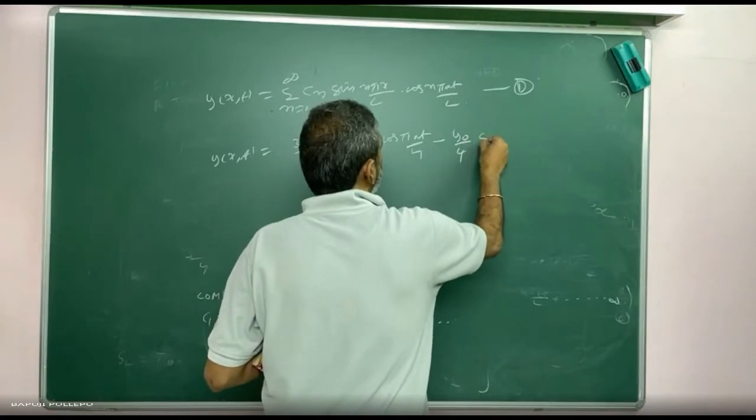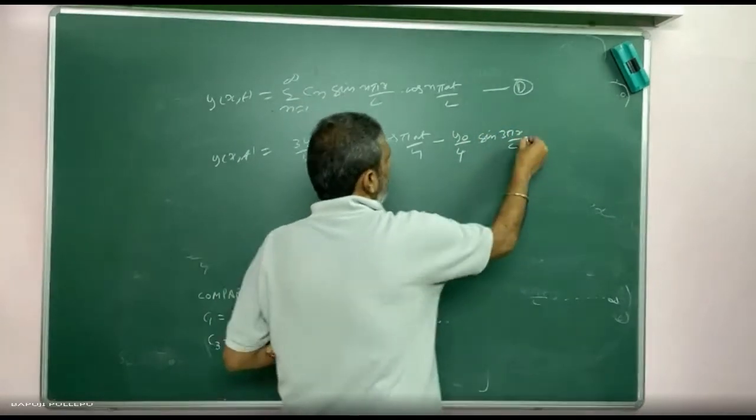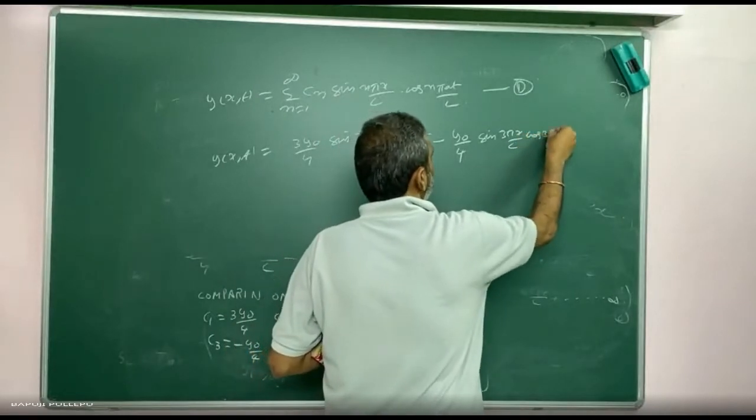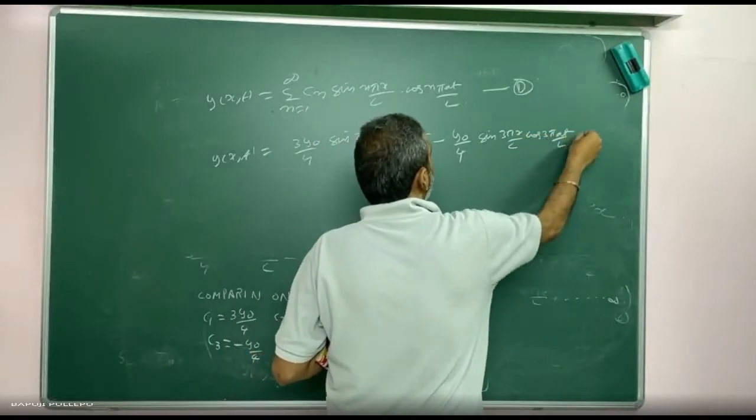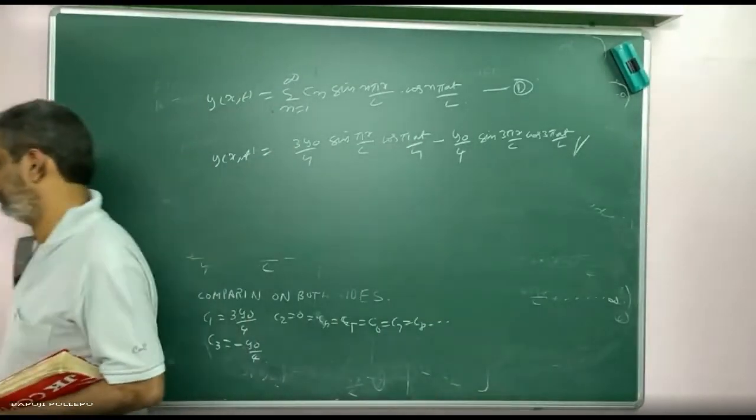Y0 by 4 sin 3 pi x by L cos 3 pi a t by L. This is the general solution. Very, very important. There is no sigma notation.